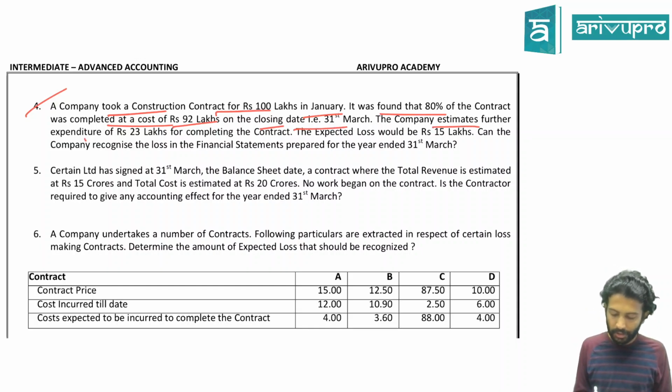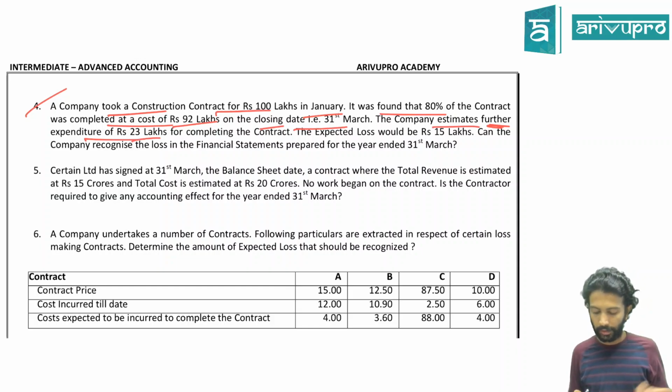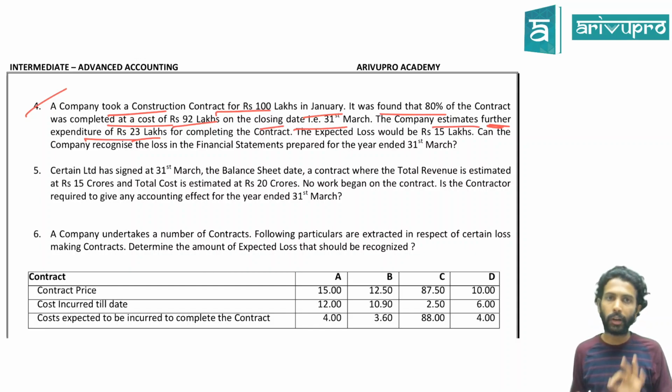Company estimates that the further expenditure will be how much? 23 lakh. 92 is already spent. 23 we're going to incur further. So that means 115 lakh is your total contract cost. Total estimated contract cost. Yes guys, so far okay? There itself we can stop and give me one conclusion without even reading further. What is that?